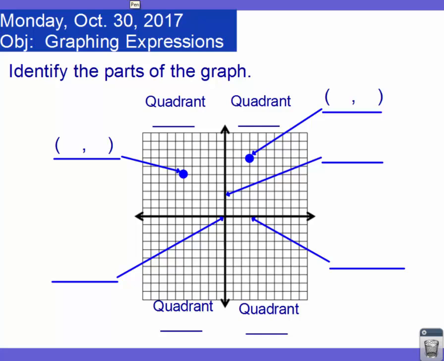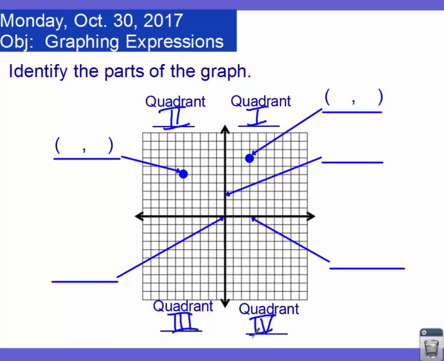So this is what we call a coordinate plane or a graph. There are several parts in here that are extremely important. The first thing I want to look at is it's divided into 4 sections, which we call quadrants. This quadrant up here, which is your top right, is quadrant number 1. The one over to your left, going counterclockwise, is quadrant number 2. The bottom left is quadrant 3, and the bottom right is quadrant 4.